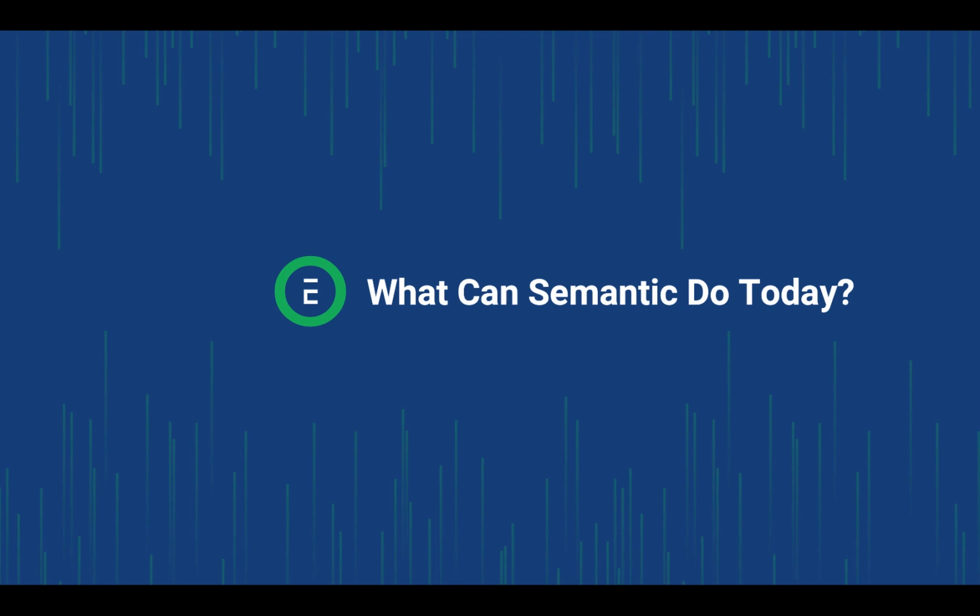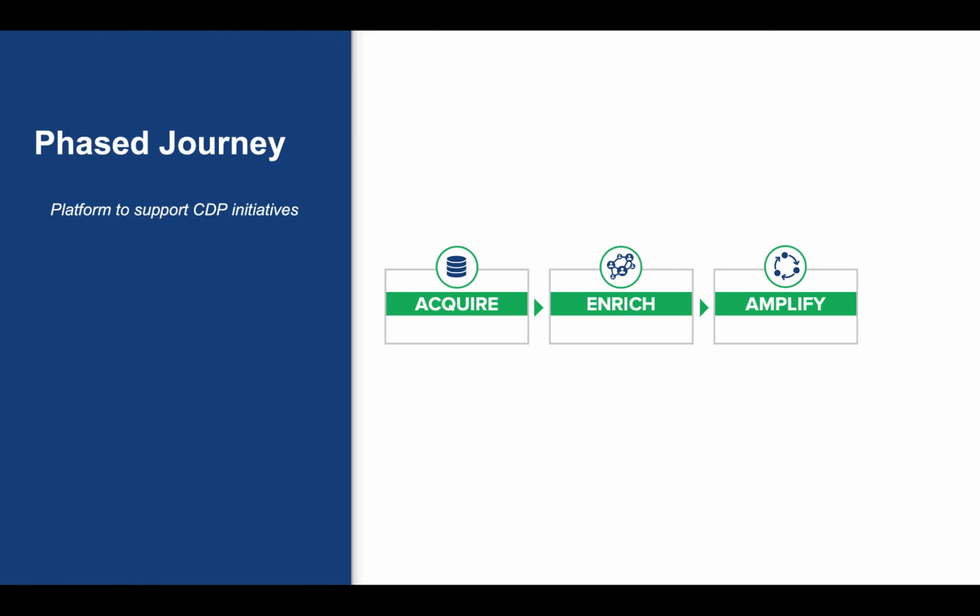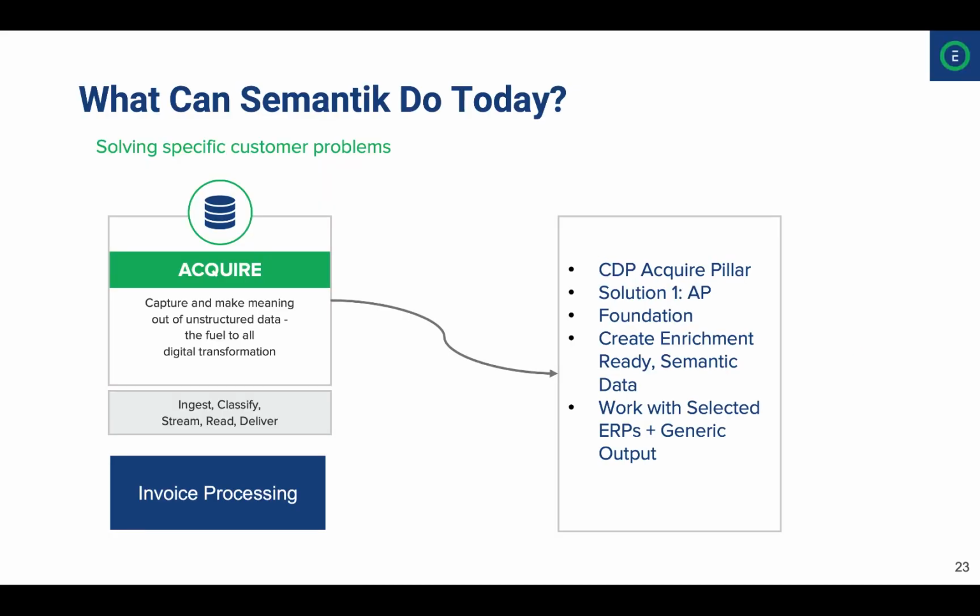So what's available today and how can Semantic help now and in the near future? At Ephesoft, we've mapped out a phased journey to support context-driven productivity initiatives worldwide. It will be a journey and focused on the 3 pillars of CDP: acquire, enrich, and amplify. We started with a focus on acquisition and taken our history and document capture as a focus for use cases and providing solutions.